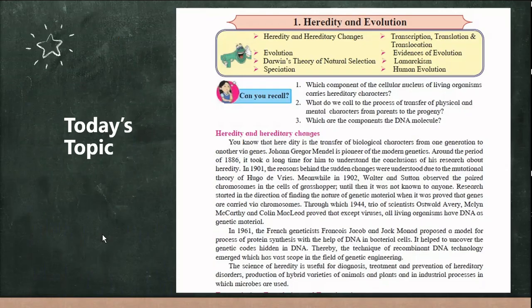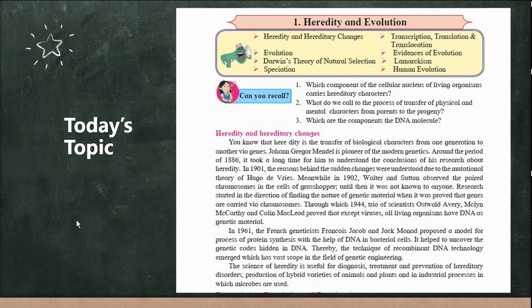Which component of the cellular nucleus of a living organism carries hereditary characters? I hope you have understood that the answer is DNA. It is DNA which carries the information of hereditary characters. Its full form is deoxyribonucleic acid. What do we call the process of transfer of physical and mental characters from parents to the progeny? Progeny means offspring, or the next generation. That biological process is called heredity.